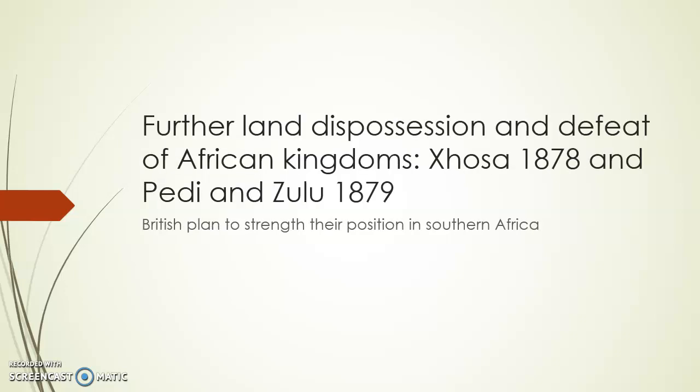The next time I see you, we'll speak about further land dispossession and the defeat of the African kingdoms, the Xhosa in 1878, the Pedi and the Zulu in 1879, and how the British planned to strengthen their position in Southern Africa during this time. Because keep in mind, Southern Africa is where all the gold is, where all the diamonds are, and the problem is there are people living there, the Xhosa, the Pedi, and the Zulu, and they need those people gone in order to establish mines. So we'll speak about that in the next lesson.